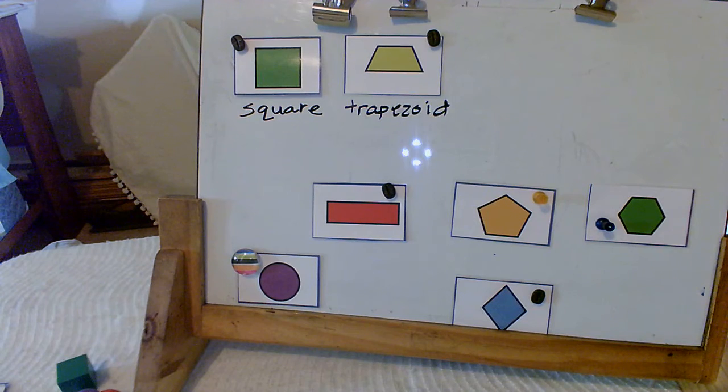So this is called a trapezoid. It also has 4 sides. But the way the sides are is what makes it different than a square.